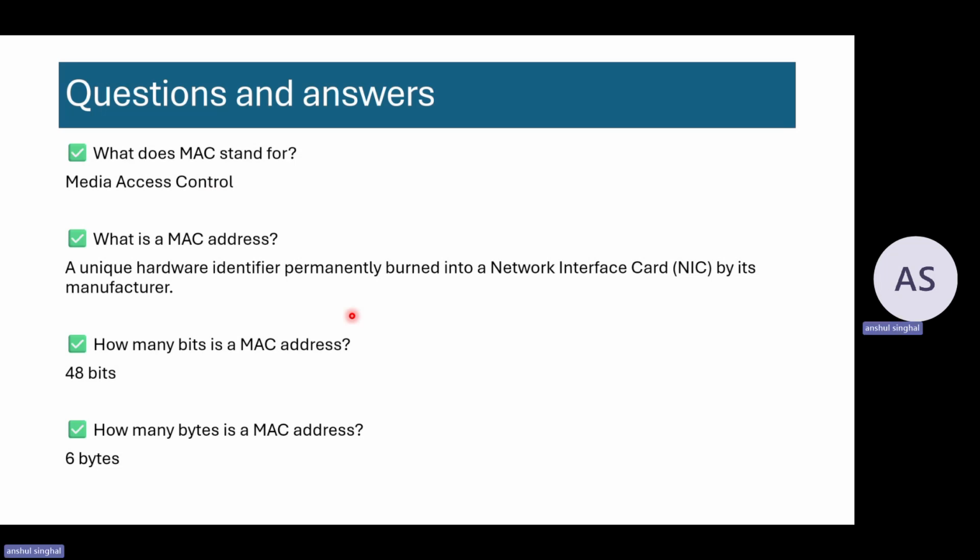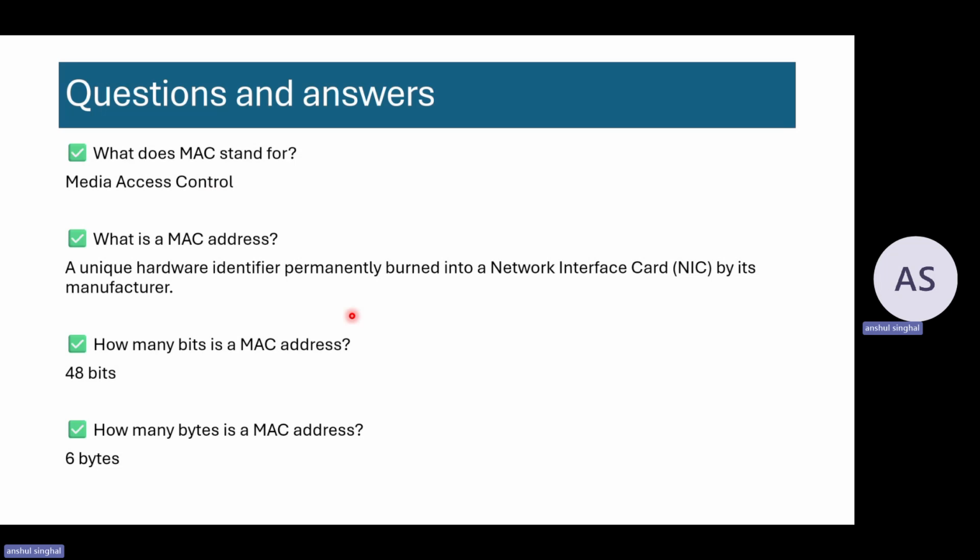specifically, in any device, there are some network interface cards. In short, we call them NIC. So this MAC address is always associated with a network interface card, and this address uniquely distinguishes a network interface card in a device. So in a nutshell, what is a MAC address? It's a unique hardware identifier permanently burned into the network interface card by its manufacturer.